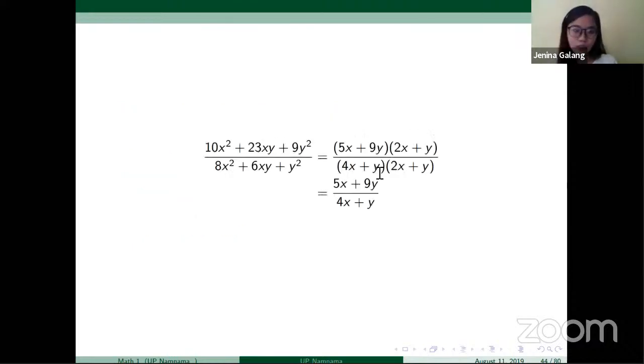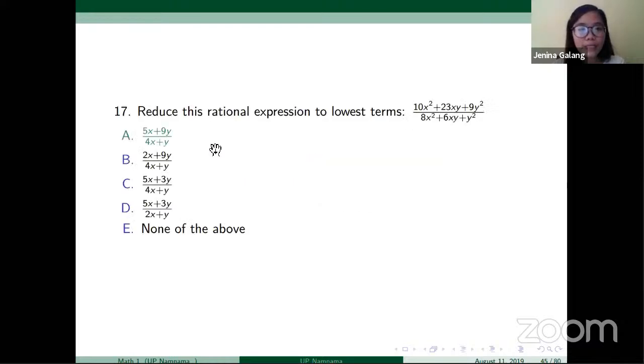So, we can factor this out to 5x plus 9y times 2x plus y and yung denominator by this 4x plus y times 2x plus y. So, cancel out natin yung 2x plus y. So, we are left with this expression. So, 5x plus 9y over 4x plus y. So, letter A.